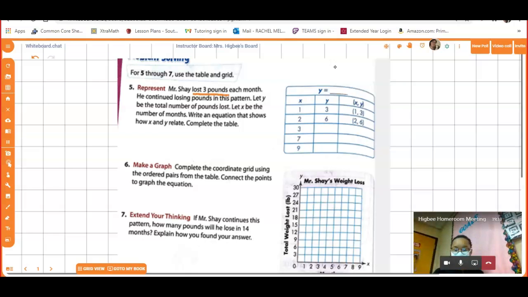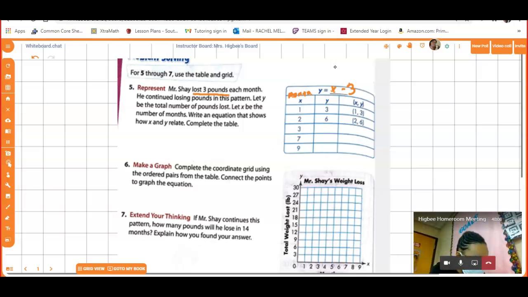Okay, so think about this. If he's losing 3 pounds, what operation would that be? Okay, Jada's unmuted, but she said subtraction. Do you guys agree with that? Okay, so X, remember, is the month, right? So what we're going to do here is actually X minus 3. Now, have we had a subtraction equation? We have not had one yet, have we? Okay, the process is exactly the same.